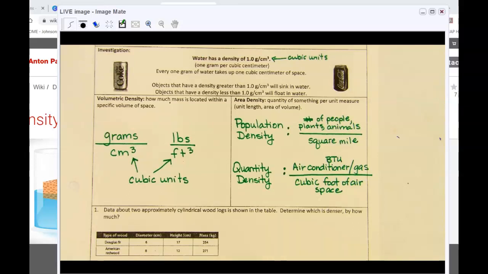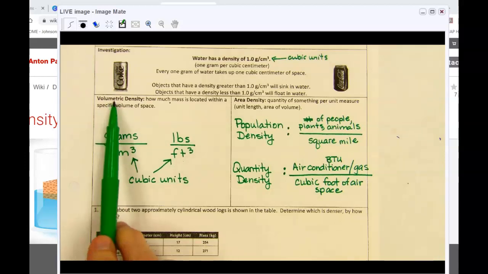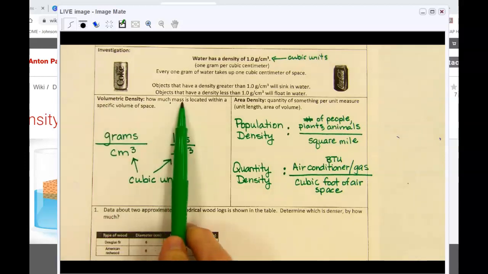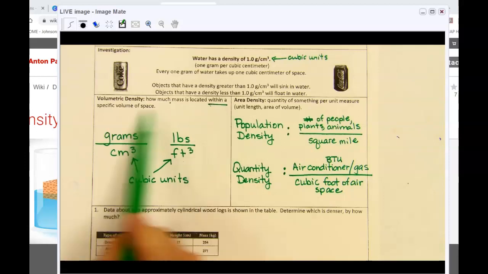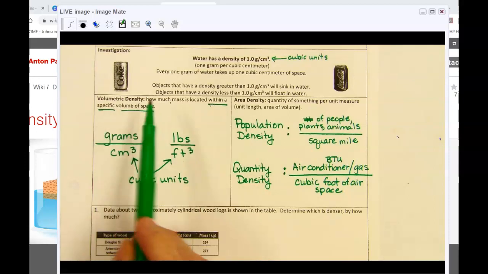Okay, let's talk about what you just copied. There's two types of density in geometry. There's volumetric density, which is how much mass is located within a specific volume of space.